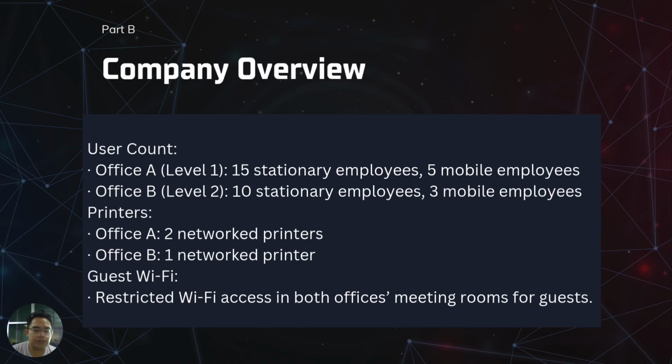As for the printer, Office A requires 2 network printers, whereas Office B requires only 1. As for the guest Wi-Fi, restricted Wi-Fi access is required in both offices and meeting rooms for the guests.